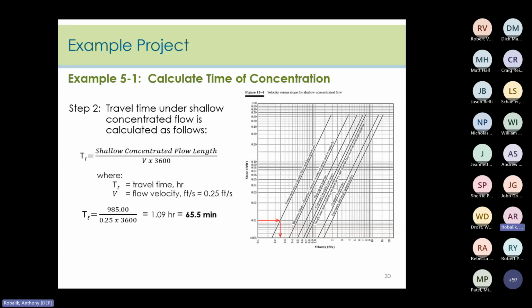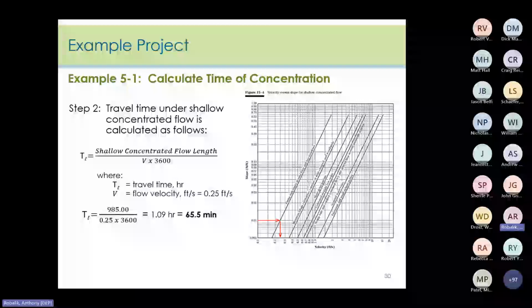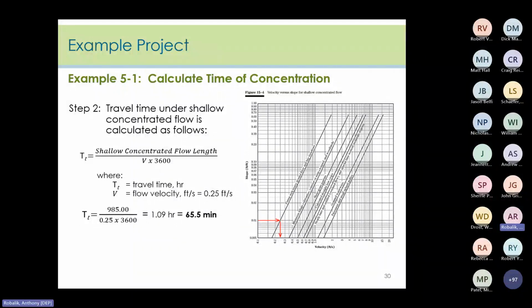So remember, the total flow path is 1,000 feet. Since the sheet flow segment length was determined to be 15 feet, the length of the shallow concentrated flow must be the remaining 985 feet. The value for the flow velocity can be determined from figure 15.4 mentioned earlier. For this example, a horizontal line is projected across from the y-axis at the tick mark denoting the 1% slope to the curve representing forested areas. The corresponding velocity is 0.25 feet per second. This value is then entered in the equation for the travel time for this segment, and that comes out to 65.5 minutes.